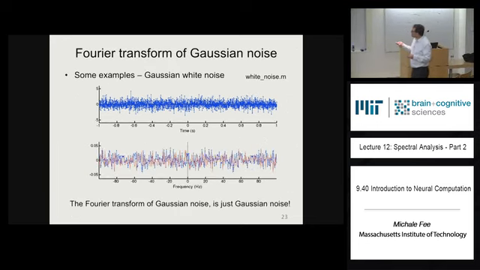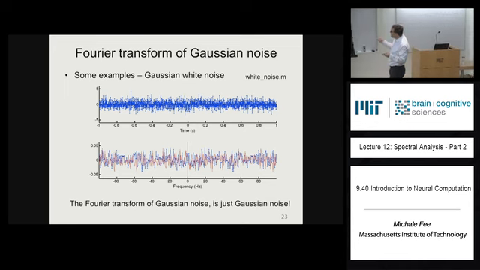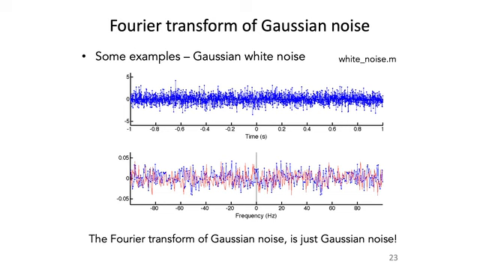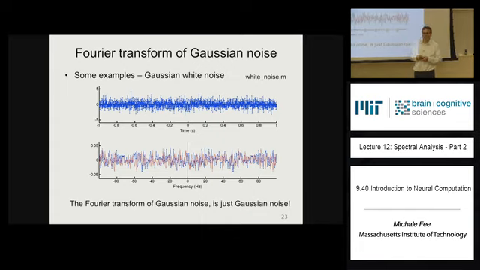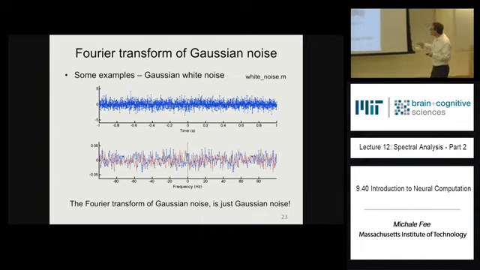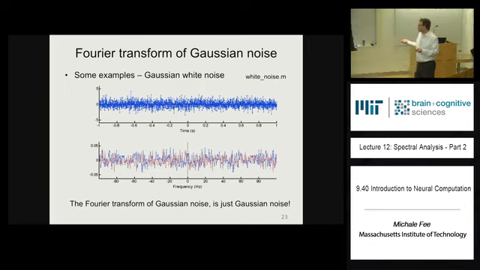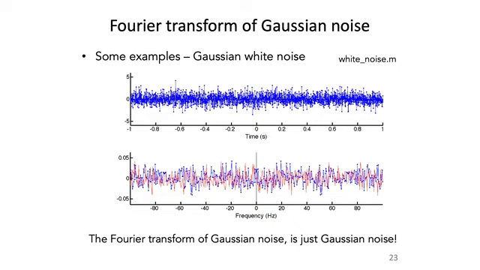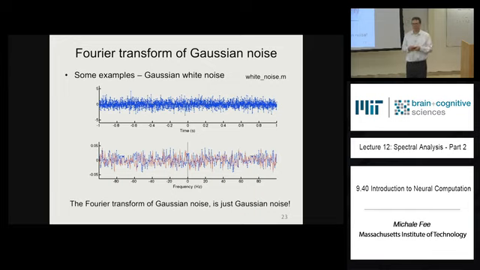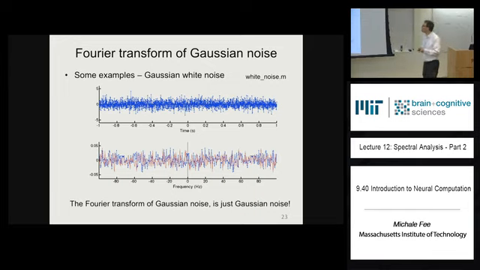All right. Now, the Fourier transform of Gaussian noise is just Gaussian noise. It's another kind of interesting Fourier transform pair, right? And it's a Gaussian distribution. It's a Gaussian random distribution in both the real and the imaginary part. So you can see that the blue and red, the red here is the imaginary part, are both just Gaussian noise. Okay?